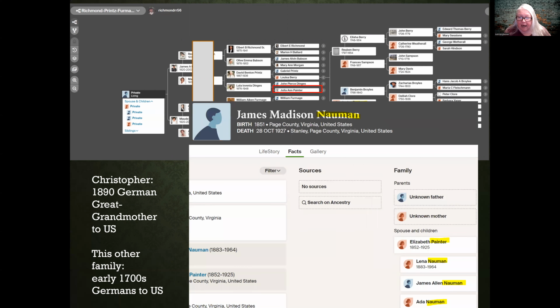And if I look at one of my husband's ancestors, the Naumans, part of his family, he's got painters marrying Naumans in his family. So maybe there's some connection here between this Julia painter that's in this family. Maybe it's a close family group. So we're just gathering hints along the way. And we're using what we can find at Ancestry to help us with what we already have at Family Tree DNA.